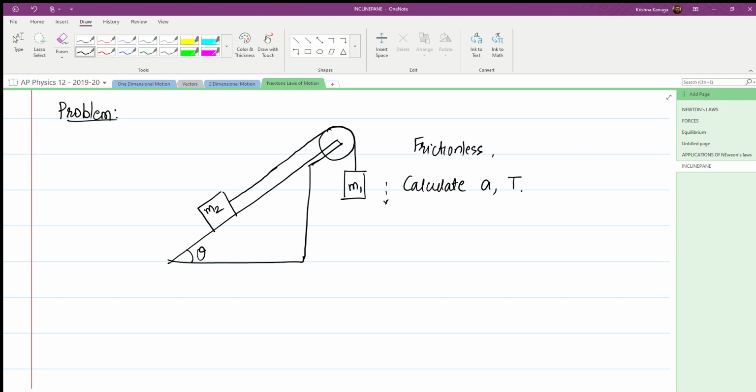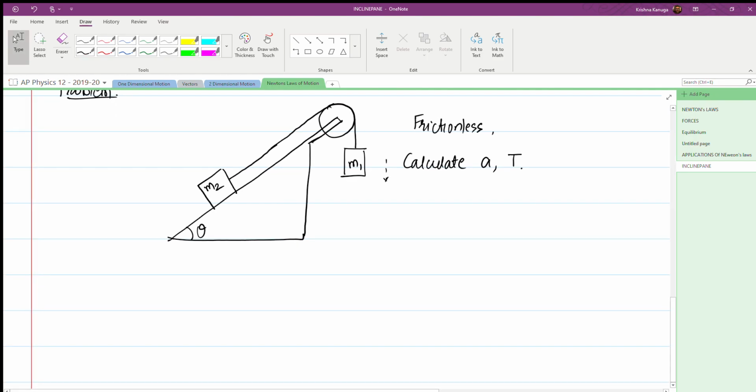And then when we finish the problem, we'll also figure out a condition between the masses such that the system will remain in equilibrium. So that'll be at the very end of the problem.